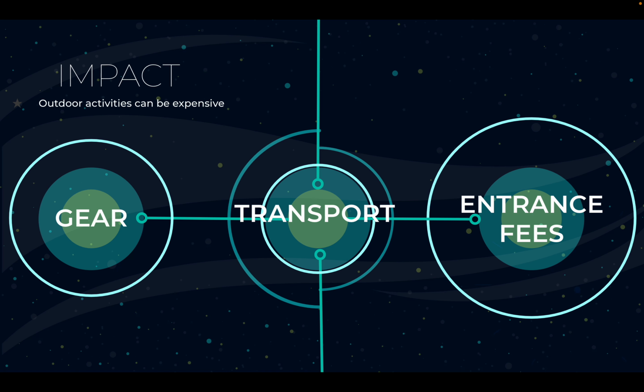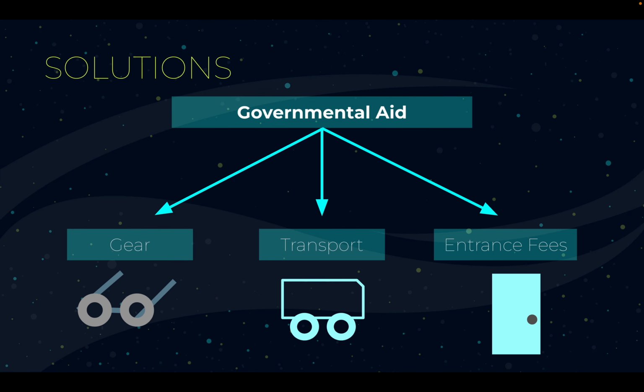So a way that we can solve this is by providing governmental aid to marginalized groups that make below a certain income. And what the government aid will provide is gear cards, so a way for groups to get gear. It'll provide free entrance fees, and it'll provide free transport, which we'll get more into later.